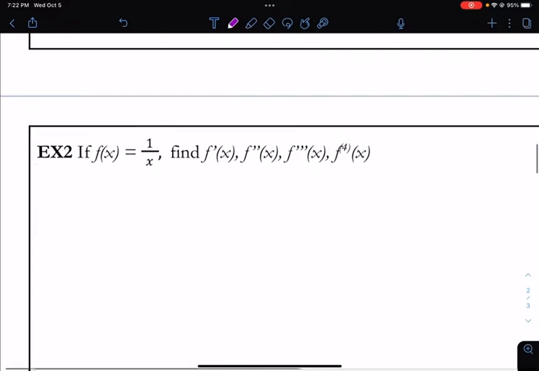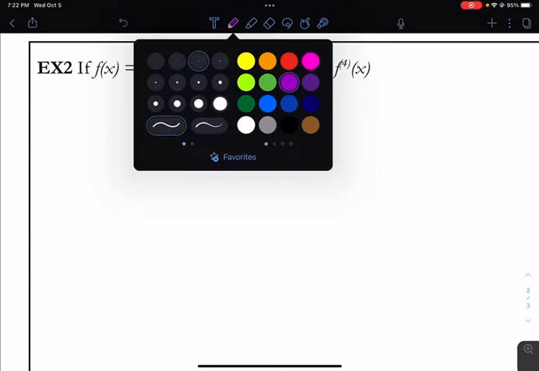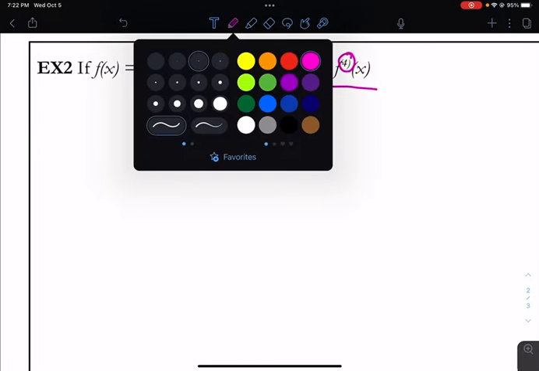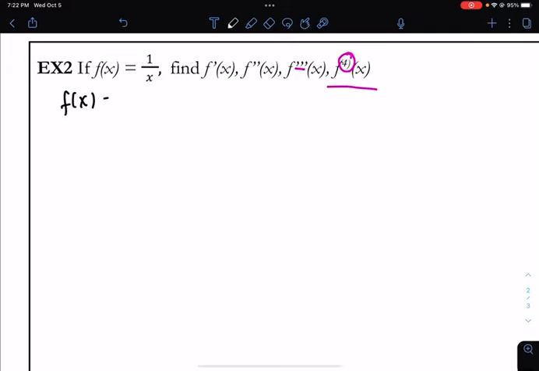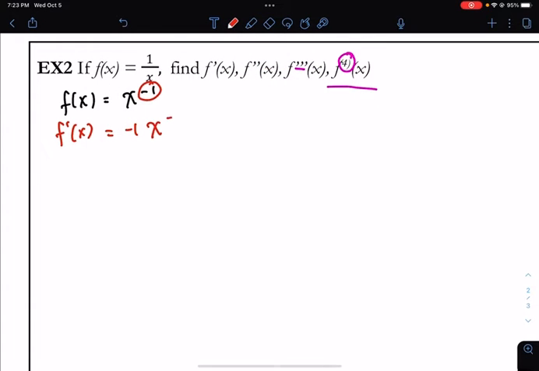Let's look at another example here. Example 2. We want to find the fourth derivative. So another way to write the fourth derivative, instead of using prime, is using the number in parentheses. So if we have 1 over x, that's the same as x to the power of negative 1. If we want to find the first derivative, we just use the power rule. Again, the negative 1 goes to the front, and this becomes x to the power of negative 2, which is the same as negative x to the power of negative 2.